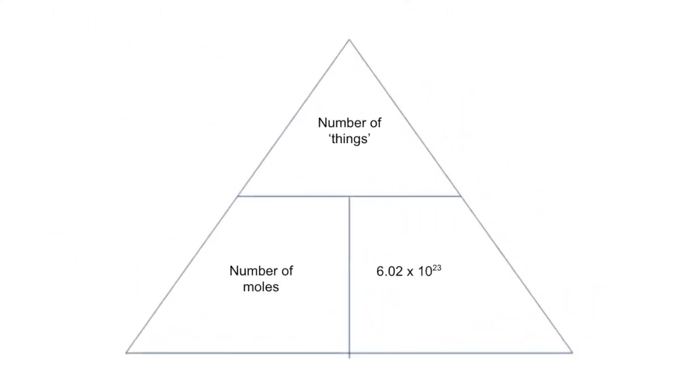So here's the formula triangle that links all that together. So if you want to calculate the number of things, you need to know how many moles you've got, and then you multiply it by Avogadro's number. And if you want to know how many moles you've got, and you know how many things you've got, you just divide that by Avogadro's number.